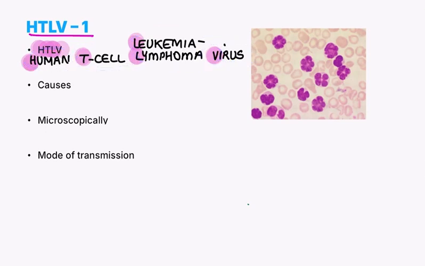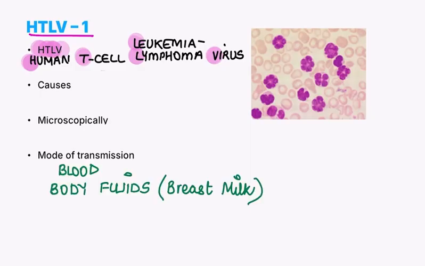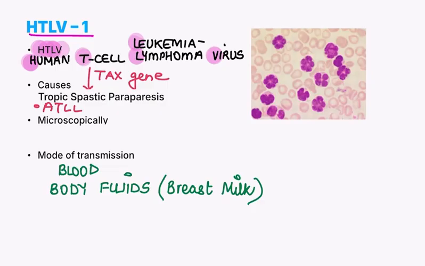So how do they come in our body? They come just like HIV. They come from different kinds of blood and body secretions. So for example, even breast milk can transmit HTLV1. Once they come into the body, what are they going to cause? They carry with them something called the TAX gene, and this, in number 1, causes tropical spastic paraparesis. That is one disease, but that is non-cancerous.